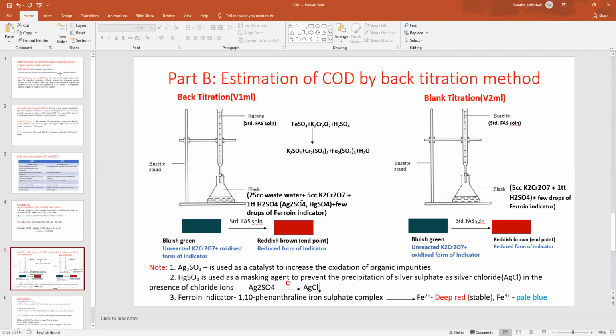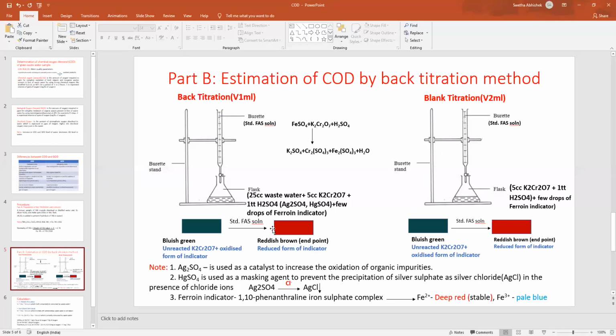Then you have to add a few drops of indicator. What is the indicator used? Ferroin indicator. Soon after adding ferroin indicator into the solution, the color changes to somewhat bluish green in the beginning of the titration. Now this solution must be titrated against standard FAS solution until you observe a reddish brown color. So what is the end point of the titration? Bluish green to reddish brown. So when you get reddish brown color, that indicates your end point.